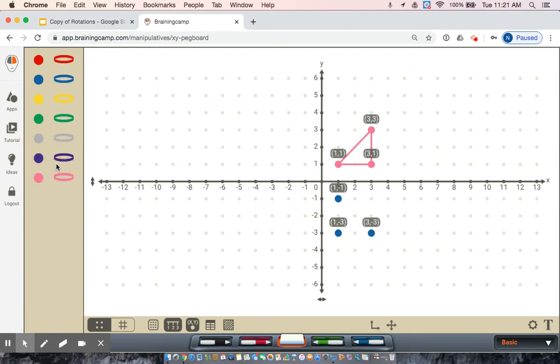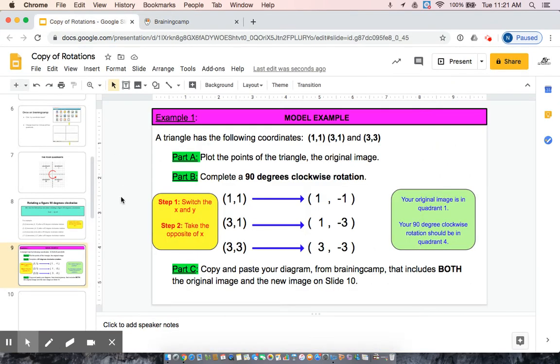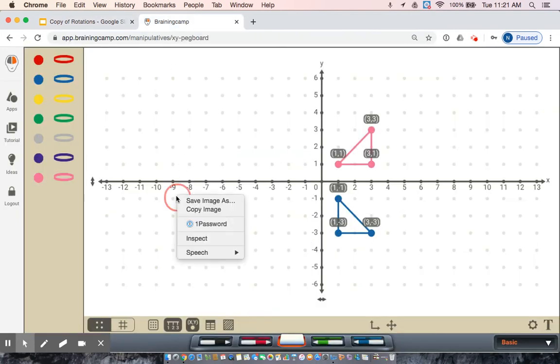Whoops, wrong color. Okay, and there is our second image, or our new image. As you can see, this triangle was simply rotated 90 degrees, and now it's no longer in quadrant 1, it's now in quadrant 4.